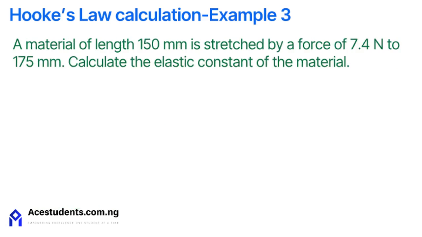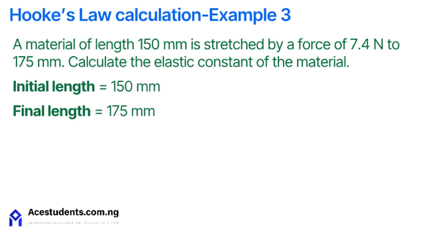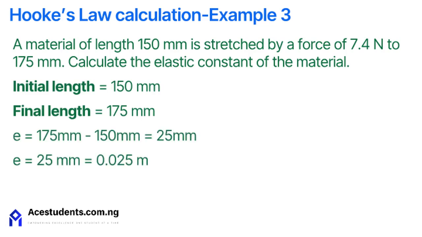Let's take a look at another example. A material of length 150 millimeters is stretched by a force of 7.4 newton to 175 millimeters. Calculate the elastic constant of the material. In this example, we are given the initial and final lengths of a material. Subtract 150 from 175 to get the extension, 25 millimeters.